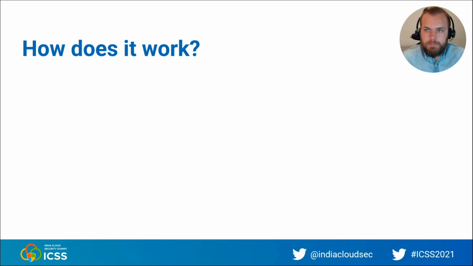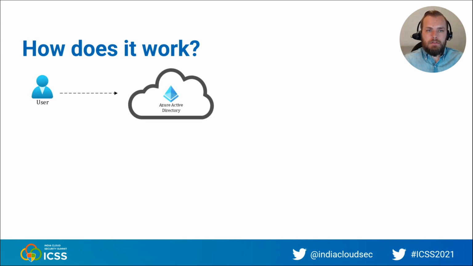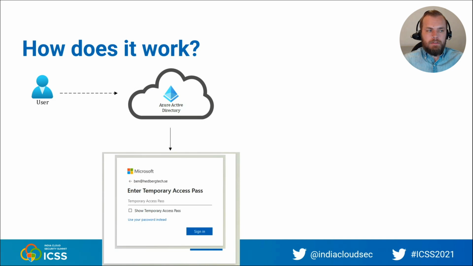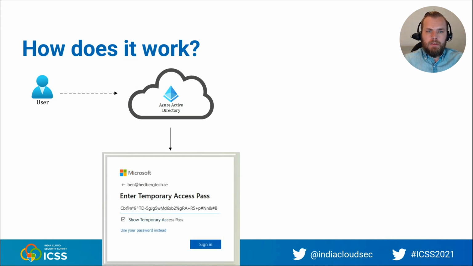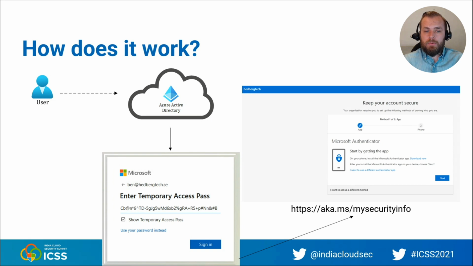So in this scenario, we have a user here. This user signs into the Azure Active Directory sign-in prompt, as illustrated here. Instead of being asked for your password or getting a notification on your mobile device saying that you're trying to sign in, would you allow this or not? You just get this entry which states enter your temporary access pass. You enter the temporary access pass, after which you can sign into aka.ms/mysecurityinfo to add or edit any currently present authentication methods on your account.